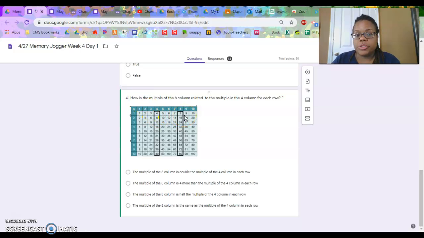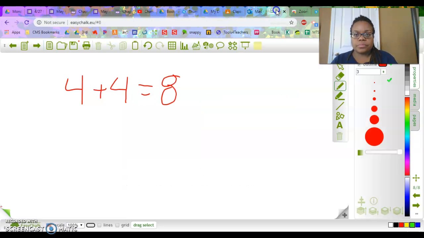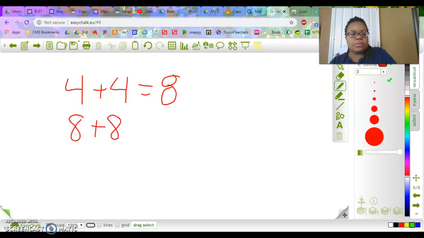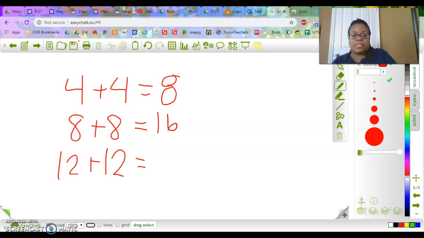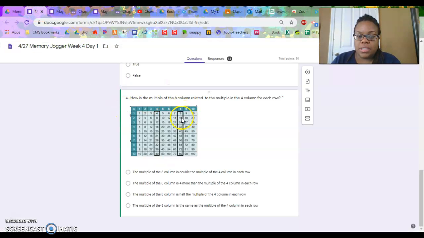Well, let's see if the next one is true. It says 8 doubled and then 12 doubled. So I'm going to go up here, 8 doubled, and then 12 doubled. 8 and 8 gives me 16. 12 and 12 gives me 24. So let's see if those are the next two answers that I have. 16, 24. So it looks like those numbers are the double of 4. So that's a good possibility.